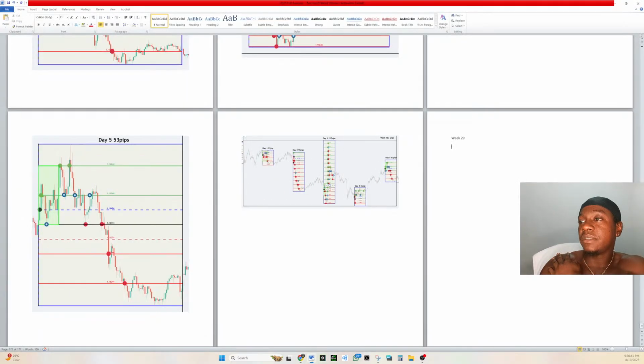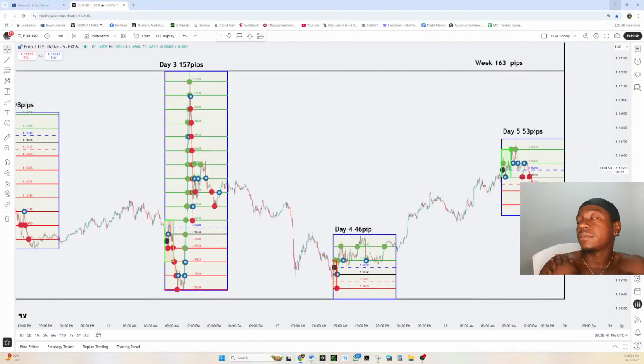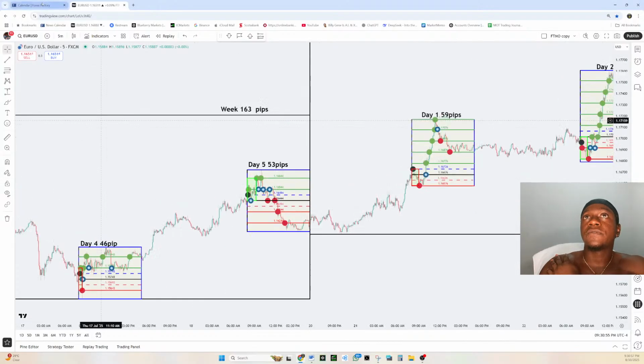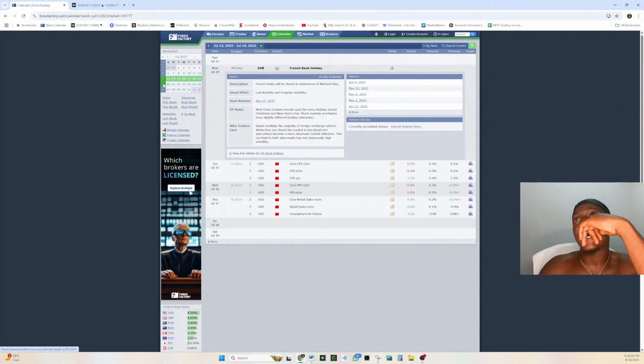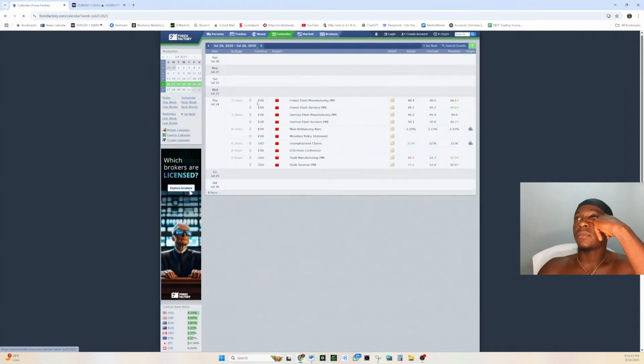That would actually mean day four was narrow as shit, which it was. I can leave it like that. It's fine. All right, let's go ahead and move on. Let's get the news for that week.